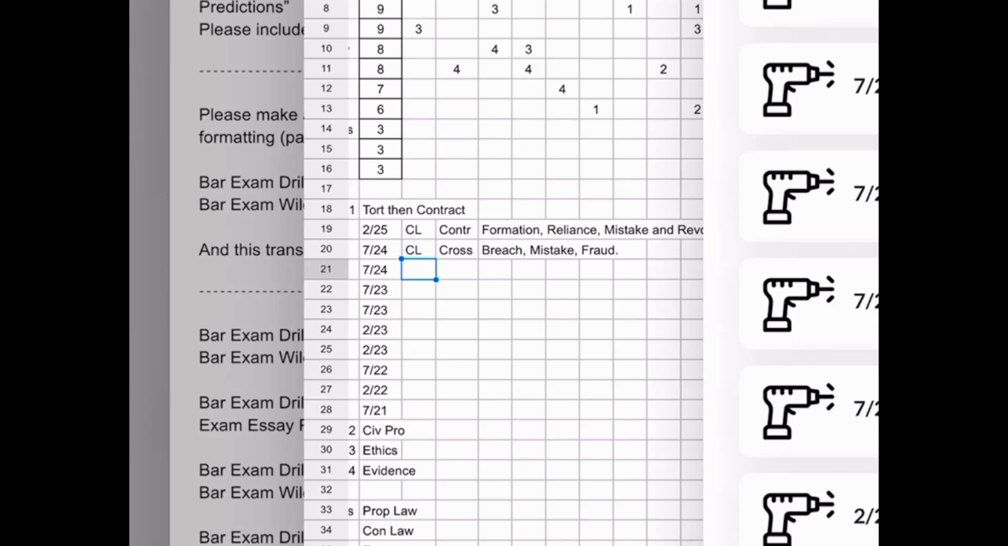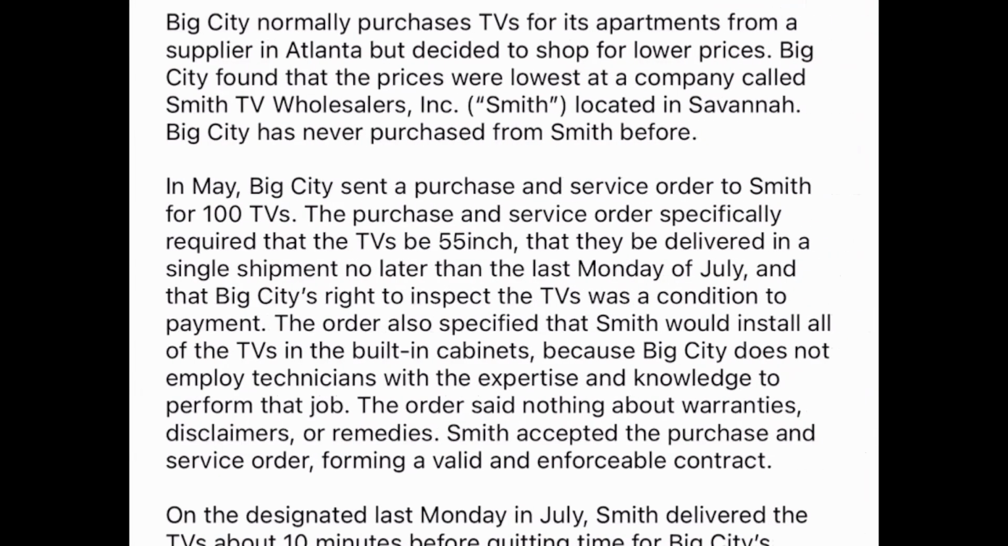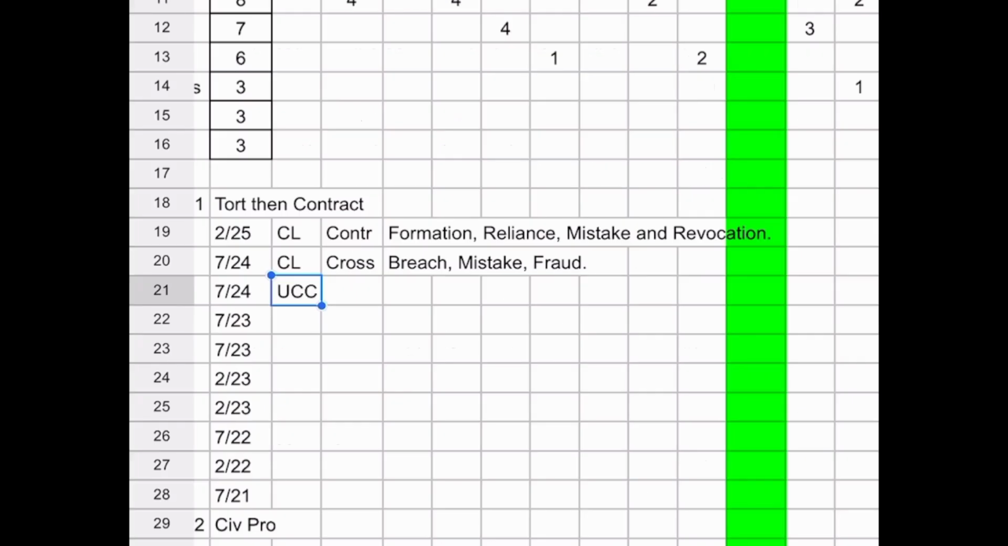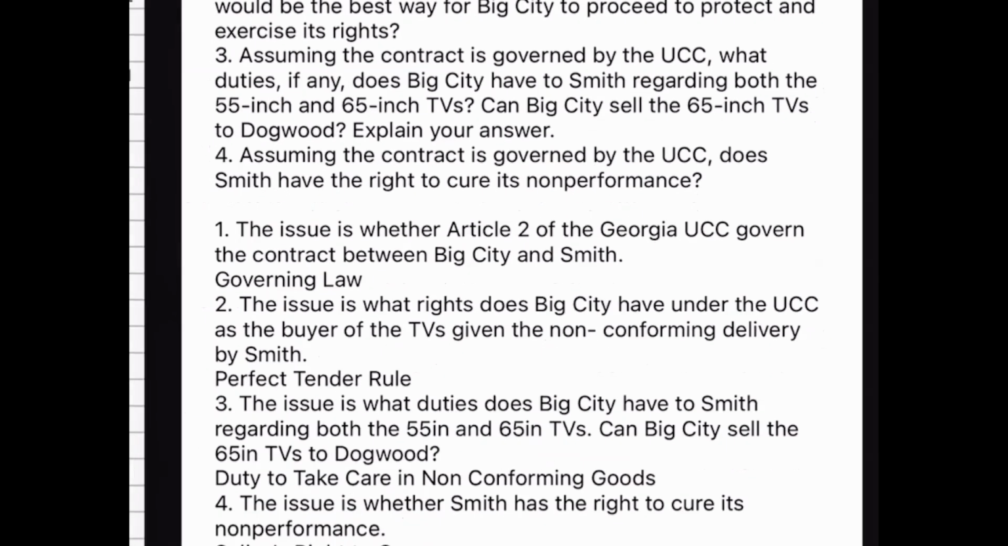Okay, so 724, what was it? 724, it was the other one. So this was UCC, so it's different in that respect. UCC, what was it? Look at this. Okay, perfect tender rule. It's about the TVs, right? Perfect tender rule and right to cure.